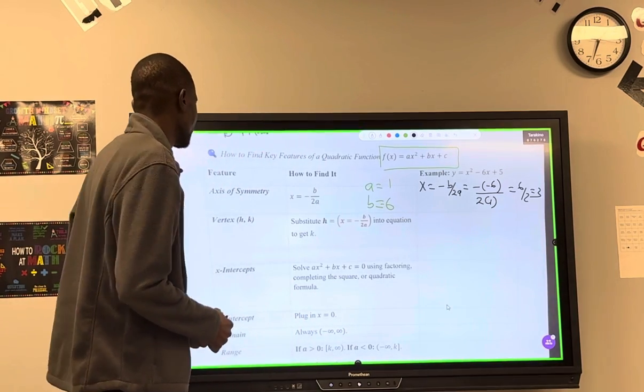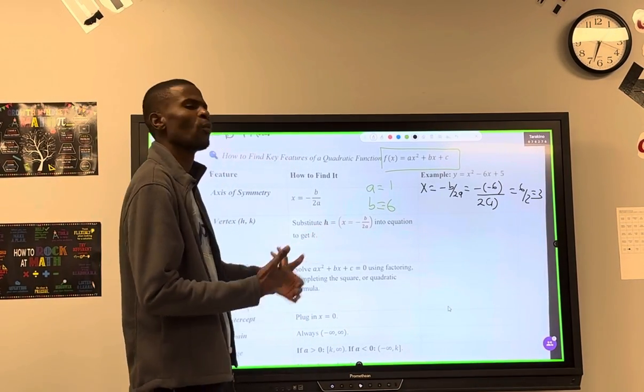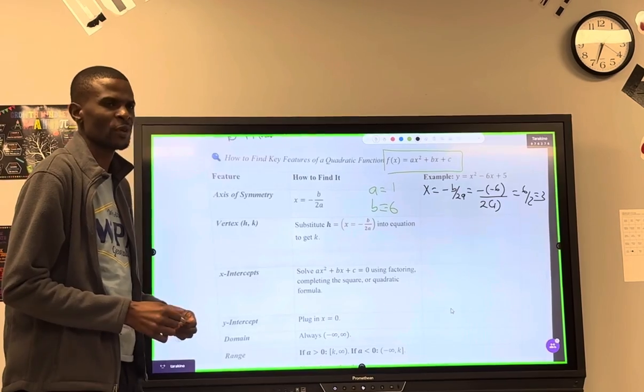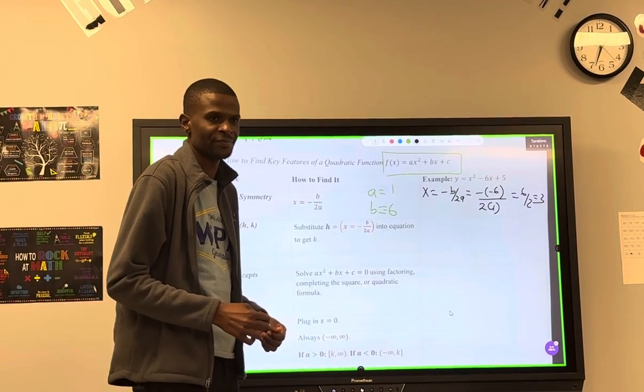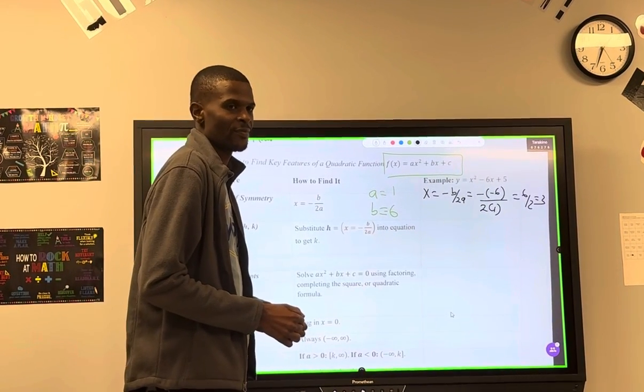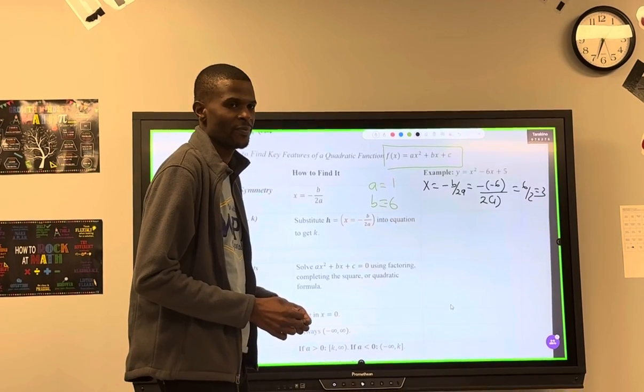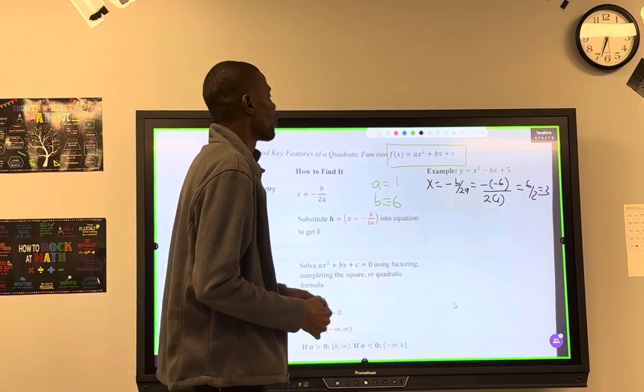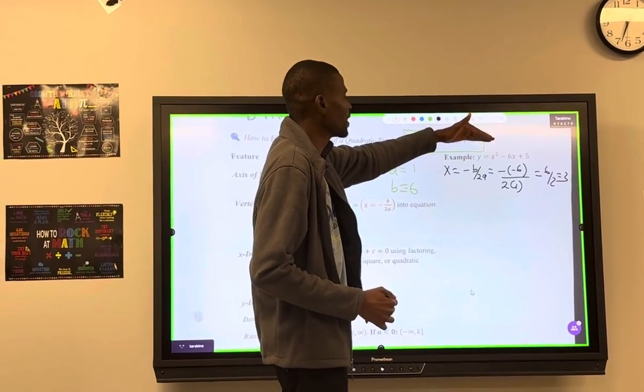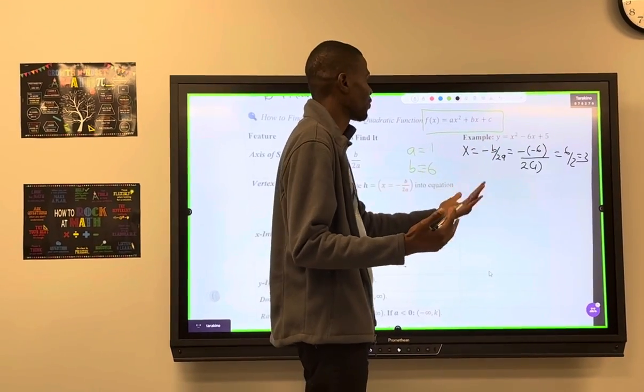Okay. So now that we have the x coordinate of the vertex, we need to find the y coordinate, which is our h value here. What do we do with the x value? Use the same equation, but you just plug in 3 for the x value. Correct. So we are going back to our given function, then we plug in 3 for x.